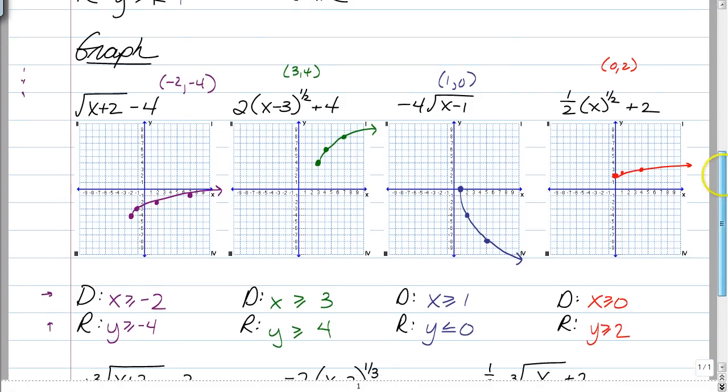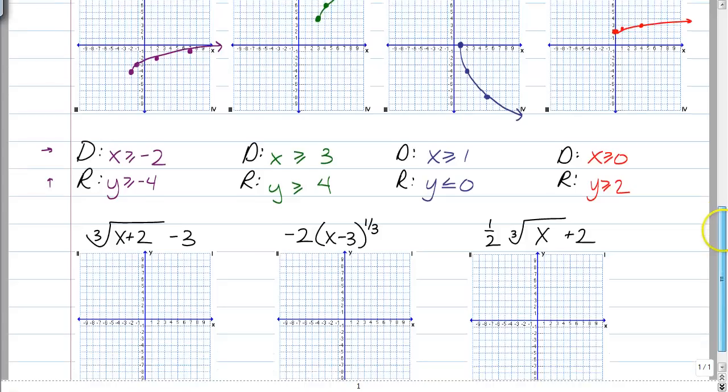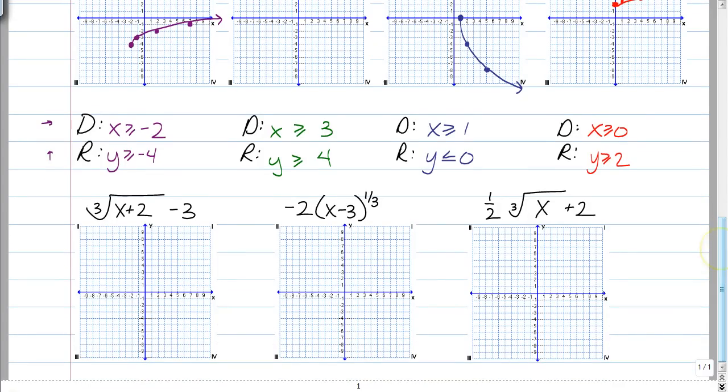So let's finish with cube roots. Cube roots are also just as easy. They're actually a little bit easier because I don't even have room to tell you about domain and range on this, because the domain and range of a cube root is always going to be all real numbers. For all three of these, your domain, x, can equal all real numbers, and your range, y, can equal all real numbers. There are no restrictions on cube roots.